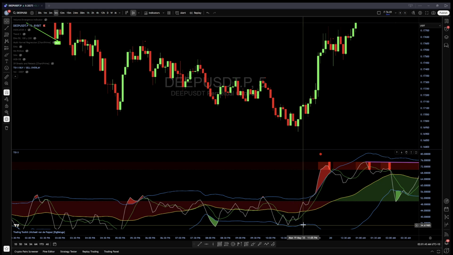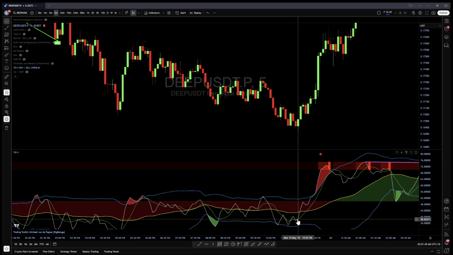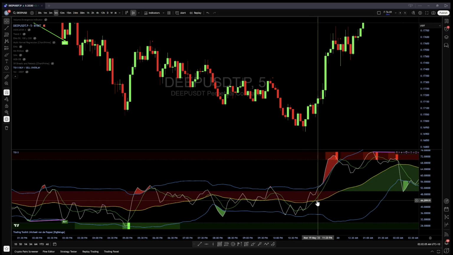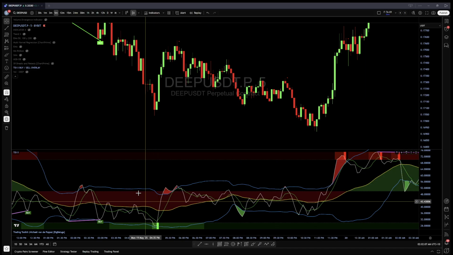And getting in a little bit late isn't really a big deal, as long as you have a good confirmation. So this crossed here and was even ready to cross this middle line at that point. By the next candle, it was going over this middle band. But you'll see this a lot.